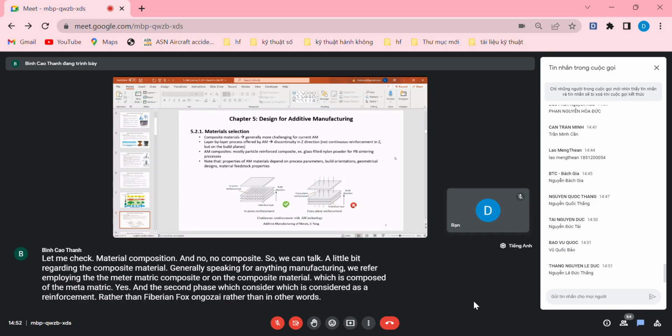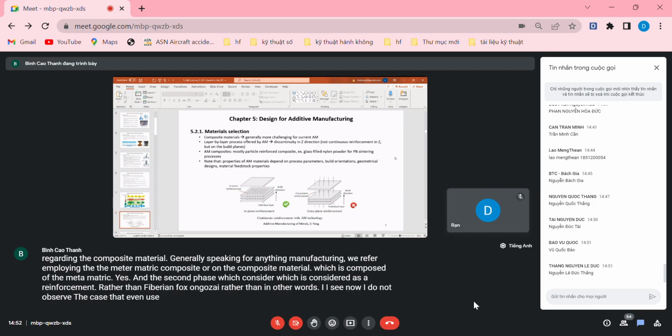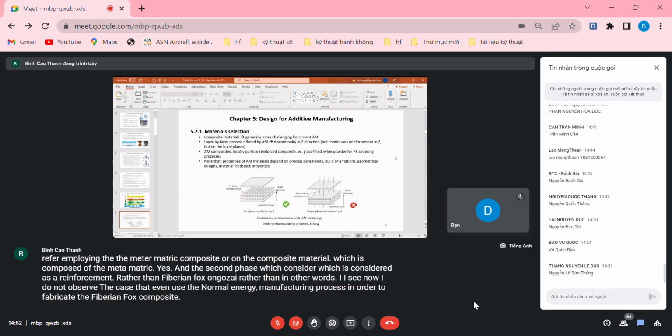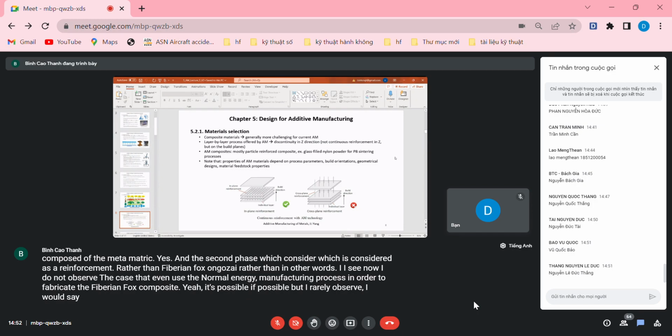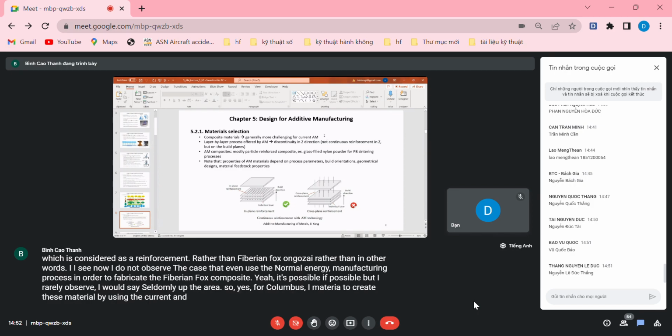In other words, till now I do not observe the case that people use the normal additive manufacturing process in order to fabricate the fiber reinforced composite. Yeah, it's possible, but I rarely observe it, I would say. So, for composite material, to create this material using the current additive manufacturing technologies is challenging.